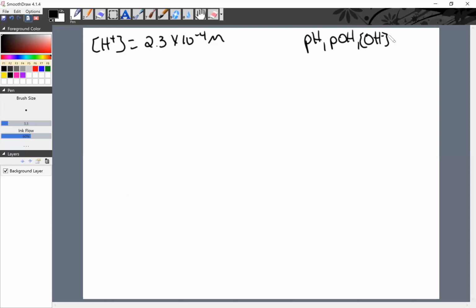All right, there's a couple ways I can do this. I'm going to do the pH first. So I'm going to take the negative log of 2.3 times 10 to the minus 4th, and I'm going to calculate that out. Make sure you take the log base 10, not the natural log, and this comes out to be 3.64.